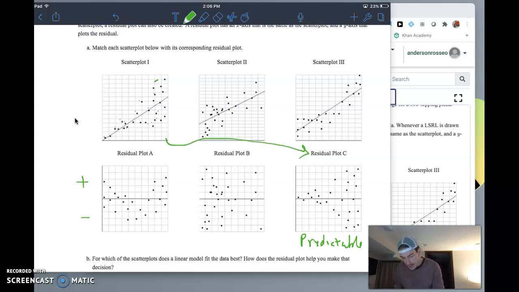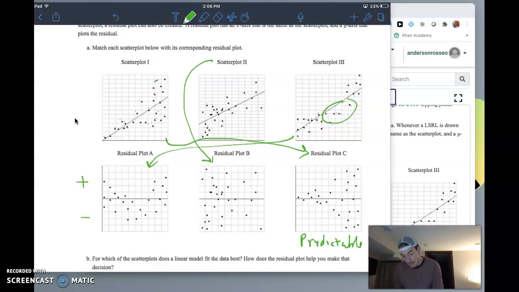As I continue here, I'm going to go to scatter plot number 3. As I start here, I've got quite a few dots that are above and below my linear model, but then everything for a while dips below. Everything right through here is below my model, meaning my residuals there are going to be negative. So that to me says residual plot A.